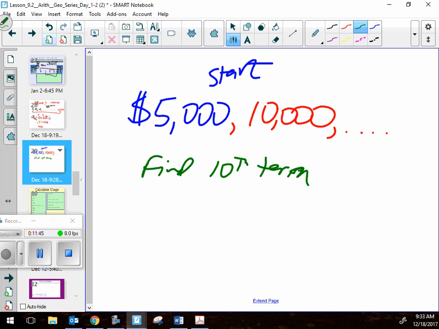Hint, the formula starts with a sub n again, but it's got an r in it this time. Do you remember that formula? Try to drag that back into your head. The act of trying to remember it helps it stick when I do tell you what it is. I'm going to pause for a second while you try to remember that formula.